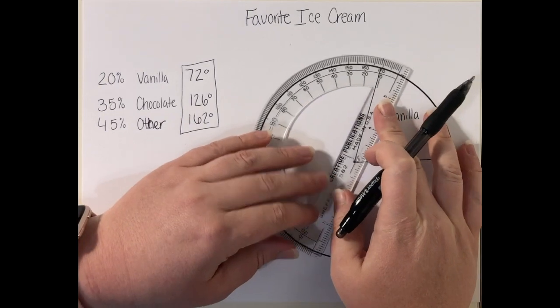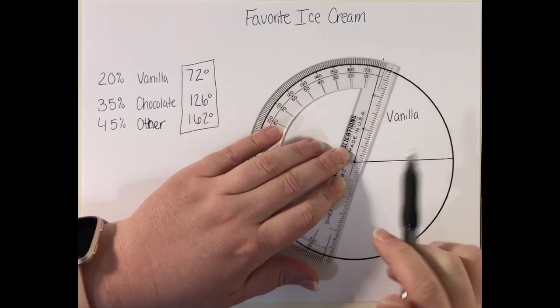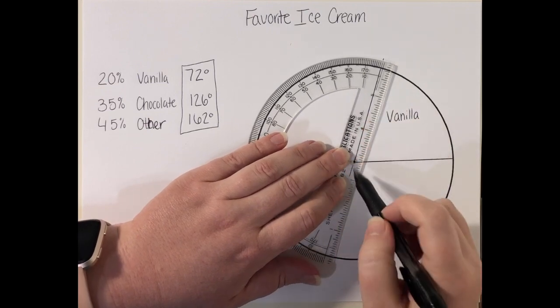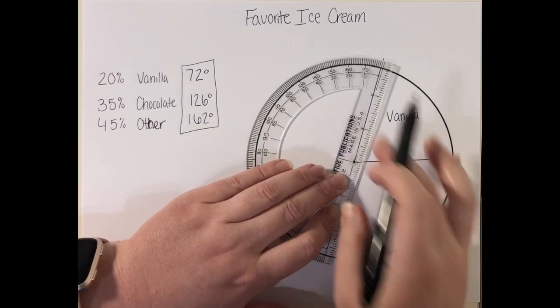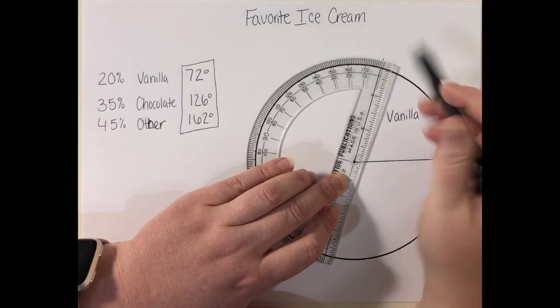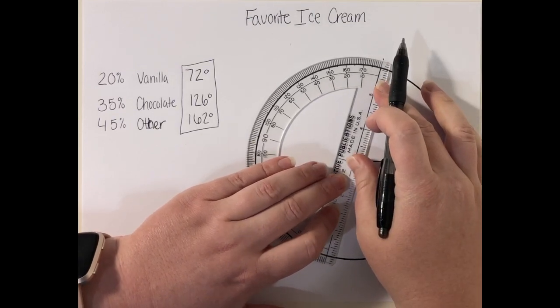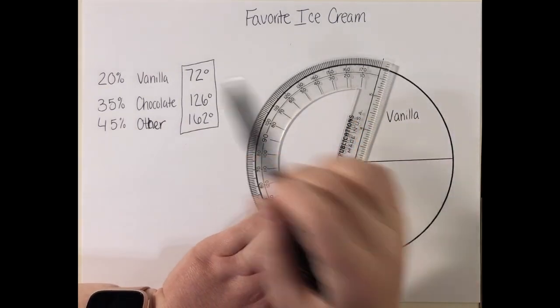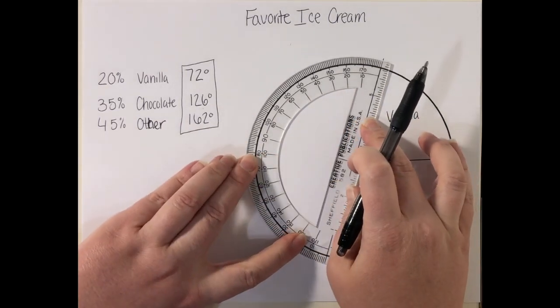So if you notice, I'm going to turn my protractor. I'm still going to be lined up with the center, with that little bullseye is what I call it. This time I'm going to line up my protractor using the other line for vanilla that I just drew. So now it's 126 degrees for chocolate.